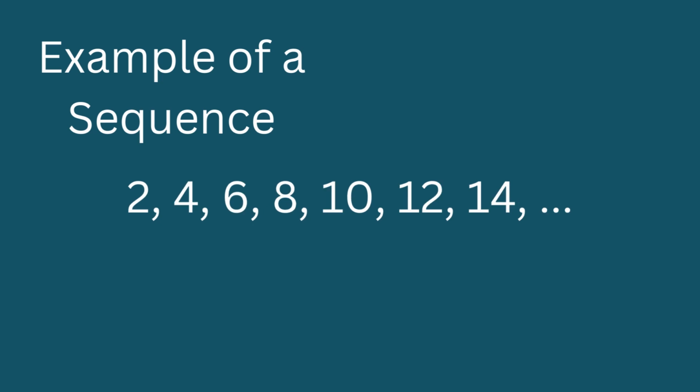Another example is the set of all positive even numbers. The first term is 2, followed by the second term 4, followed by the third term 6, and so forth. This can be thought of as an infinite sequence.